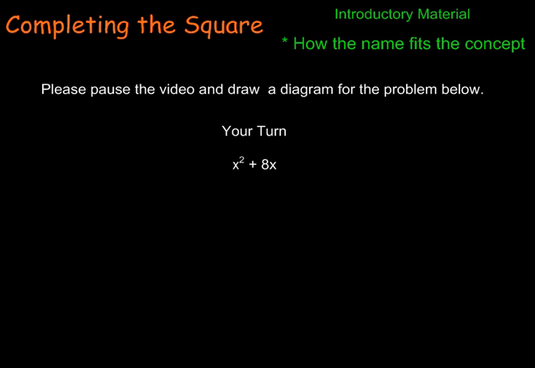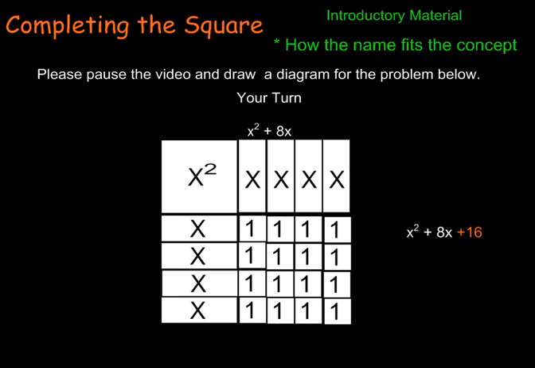The diagram for this problem would look like this. We would put 4 x's across the top, 4 x's going down, and we would need an extra 16 units. So the perfect square trinomial would become x squared plus 8x plus 16. The reason for this video is to help give the picture of what it means to complete the square.